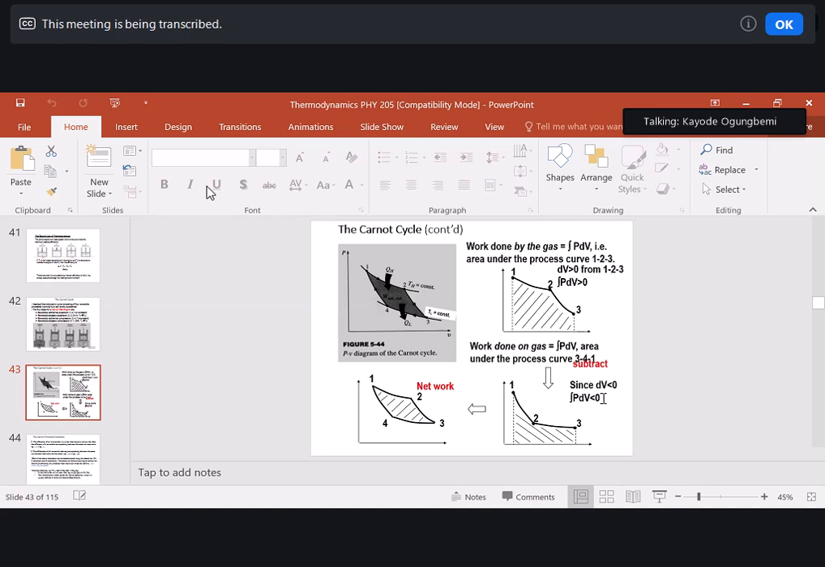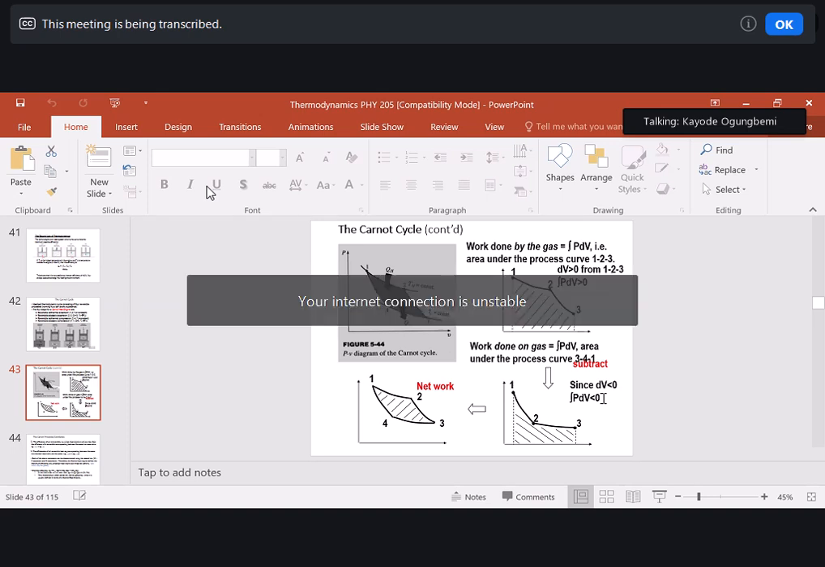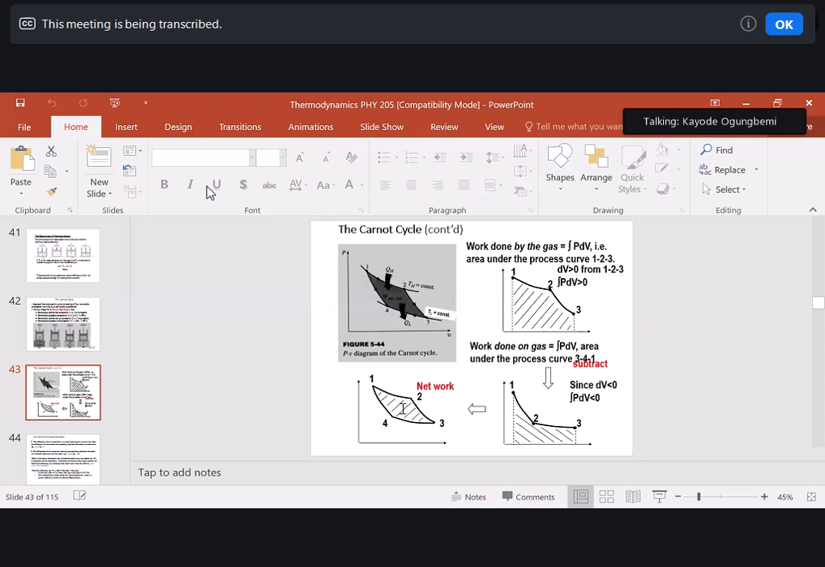So to calculate the net work done, we can put that together. The net work done, 1 to 2, 2 to 3, and 3 to 4, back to 1, is the area under the parallelogram you can see here. You can call it a rhombus or whatever you call it, but it looks like that exactly. Okay, so don't forget about that.